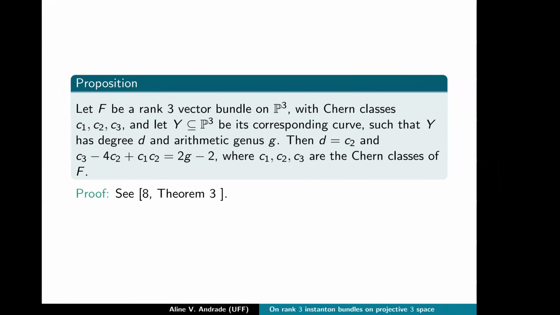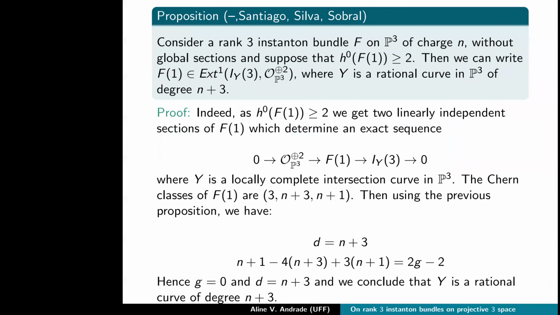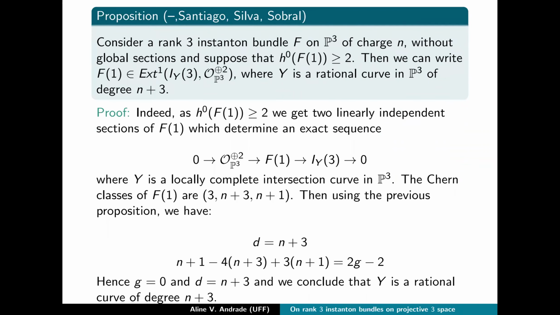So with this, we have that given a rank 3 instanton bundle on P3 with Chern class N without global sections, and suppose that this twist has at least 2 global sections, then we have it is in this extension, and moreover this Y, this rational curve on P3, has degree N plus 3.